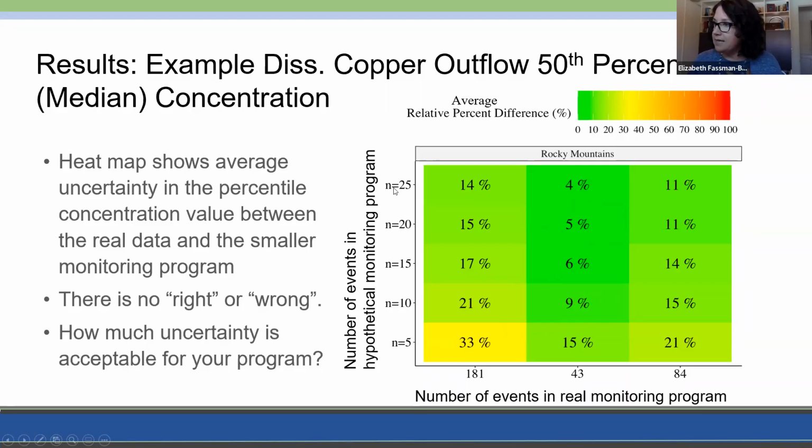monitoring programs that have 10 to 25 sampled events, compared to a monitoring program that had 43 real events. As you might expect, where you had a monitoring program with 181 samples, and we're only representing them by 5 samples, we had a much larger uncertainty in being able to represent that true value.